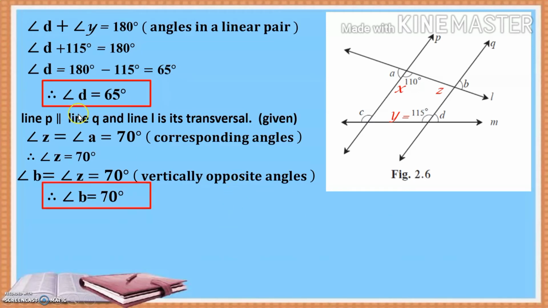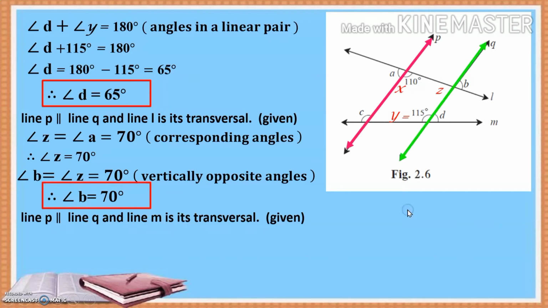So we have got A, we got D, we got B. Now next we have to find out C. In order to find C, we take line P and line Q, which are again parallel to each other, and line M is its transversal. So line P is parallel to line Q. Now where is the transversal? This line is the transversal.